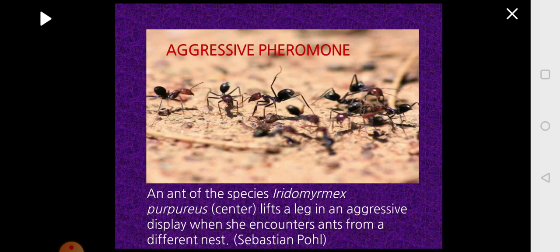So here you are seeing aggressive behavior in the ant Iridomyrmex purpureus. You can see in the middle there is an ant which has lifted a leg. So this kind of display where one leg is lifted up means it is aggressive. She has encountered an ant from a different nest. Because of that she has become aggressive. She is in a mode of defending the colony. So this picture shows the aggressive behavior, and during this a pheromone is released telling that there is a threat because they found a member of another species which has come near this colony.